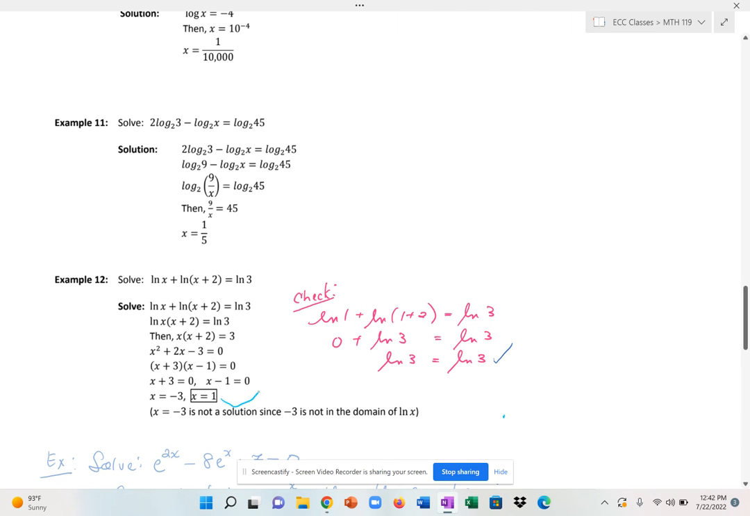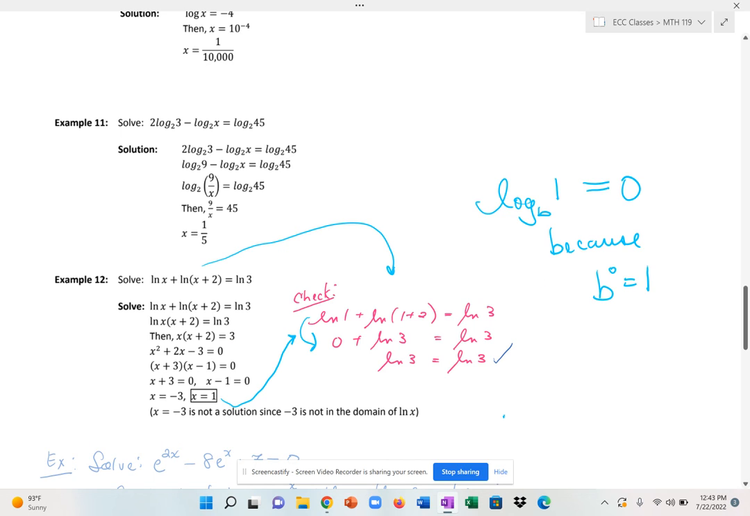So I showed you how I checked, plugging in 1. So I have ln of 1, plugged it right in here, plus ln of 1 plus 2 is equal to ln of 3. ln of 1 is equal to 0. So the log of any number, the log of any base, if you're taking the log of 1, that will always be equal to 0, and that's because b to the 0 power equals 1. So this one just happens to be a log of base e, the natural log. So that's equal to 1. So I'm left with ln of 3 equals ln of 3. Left side equals the right side. It checks out.